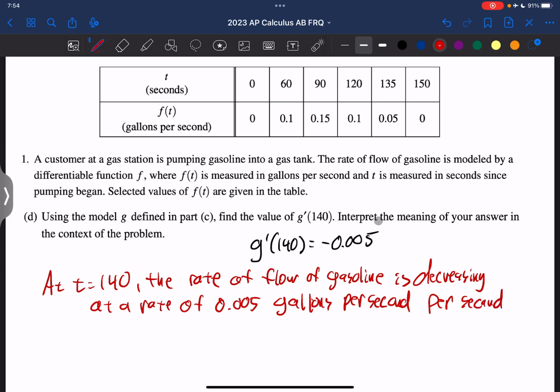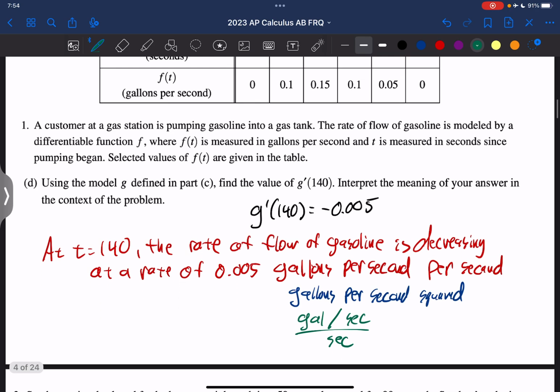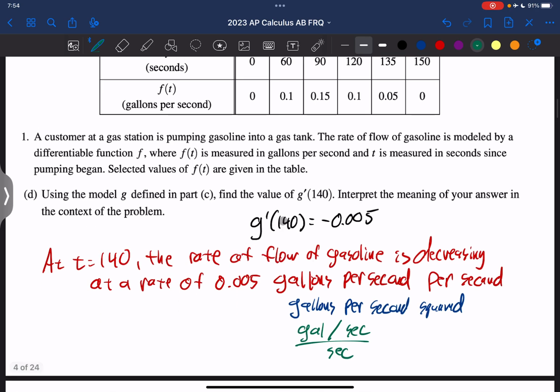Now, some people will say gallons per second per second. Some of you who take physics will prefer gallons per second squared. And some of you may have written it like this, gallons per second like that. But all of those give the interpretation of what this tells us.